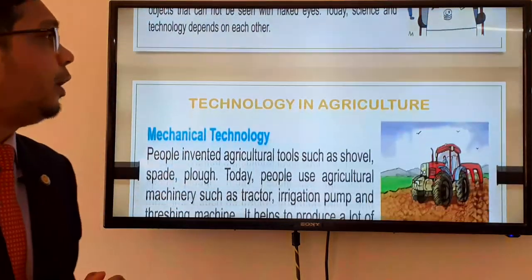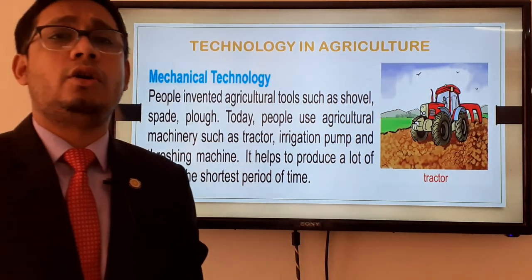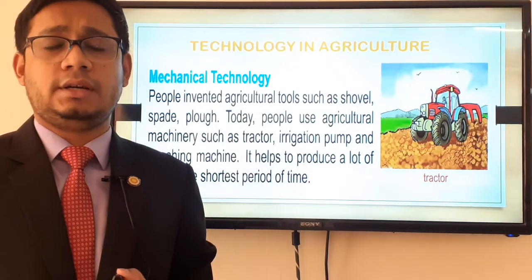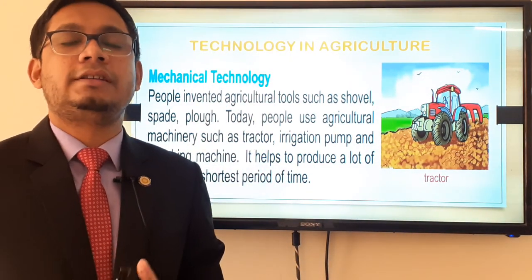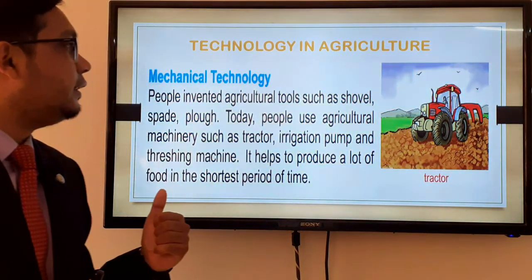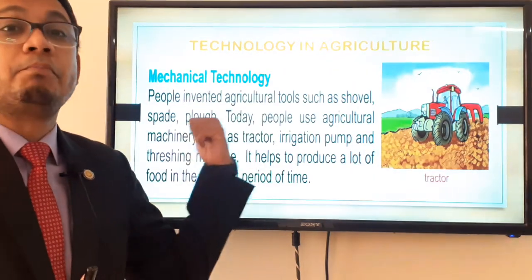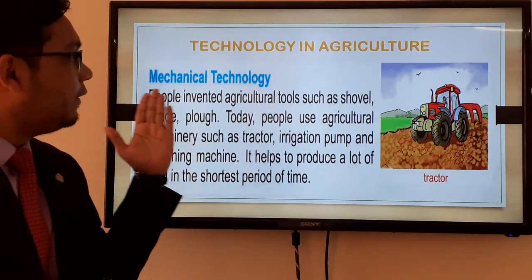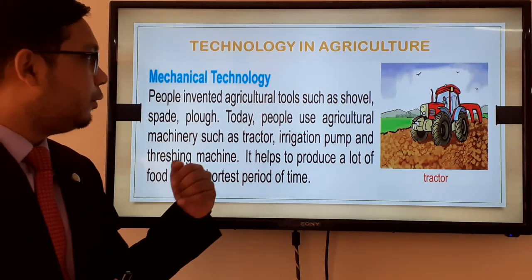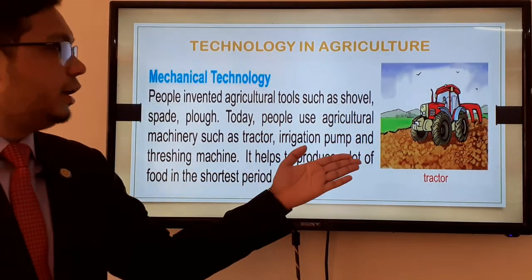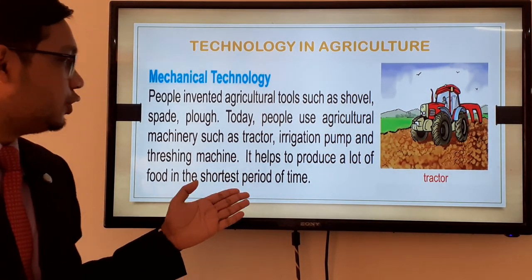Now we will learn about technology in agriculture. Dear students, we all know that science and technology have a very close relation with each other. By using the knowledge of science, technology in the agriculture field has developed so much. What developments have been brought to agriculture? The first one is mechanical technology. People invented agricultural tools such as the shovel, spade and plow. Today people use agricultural machinery such as the tractor, irrigation pump and threshing machine. It helps to produce a lot of food in the shortest period of time.